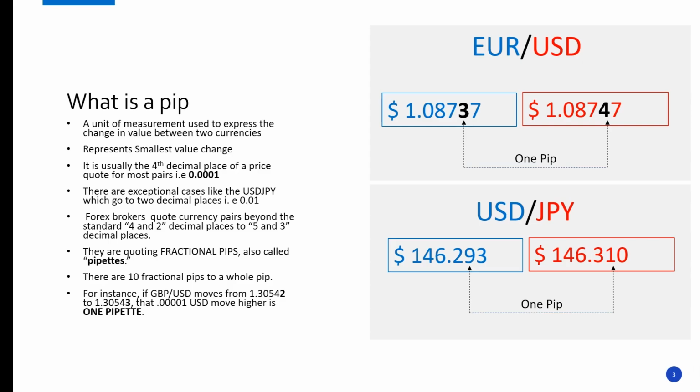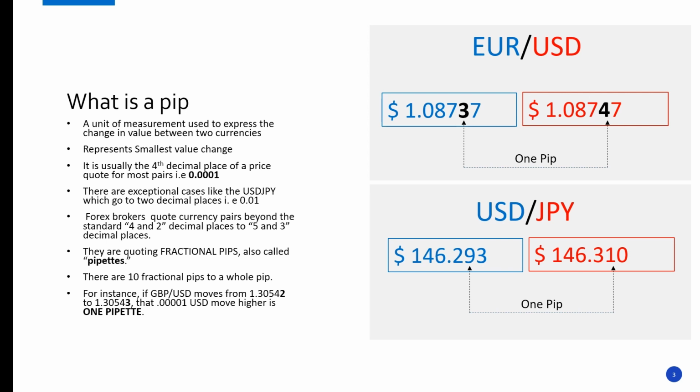If you're new to the forex market, I'm sure you've heard the word pip being thrown around. So what exactly is a pip? I'm sure you've heard traders say, I'm going to catch some pips, I lost some pips. What exactly is a pip? A pip represents the smallest value change between two currencies and is usually the fourth decimal place of a price quote for most currency pairs.